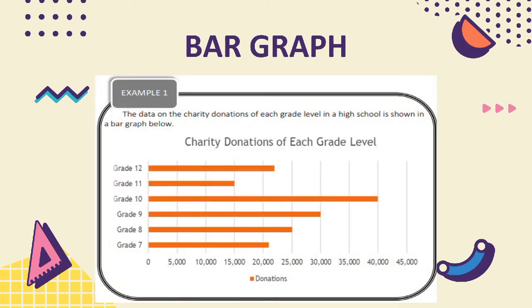This is the charity donation of each grade level in high school. So, written vertically, we have the grade level, which is grade 7, grade 8, grade 9, grade 10, grade 11, and grade 12. And written horizontally, we have 0 to 45,000, which is the donations. So this is an example of horizontal bar graph.